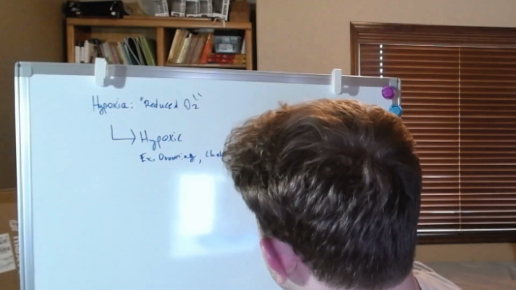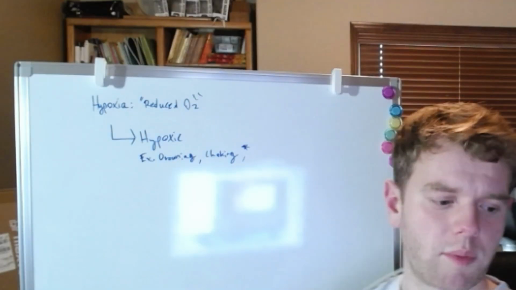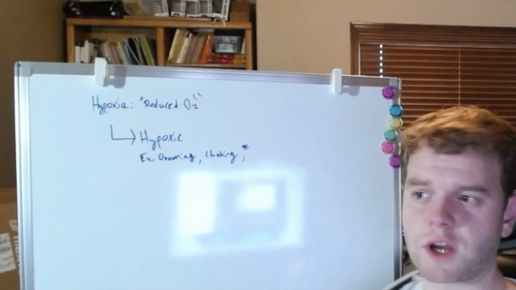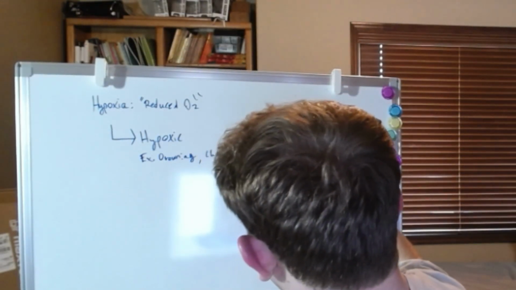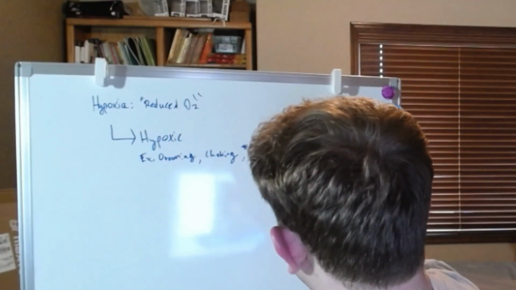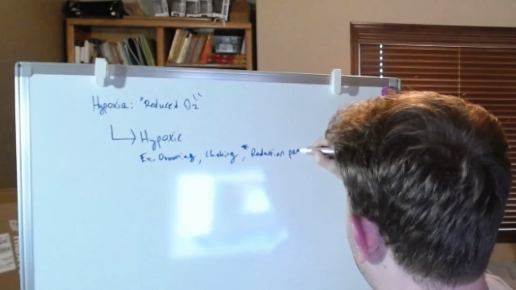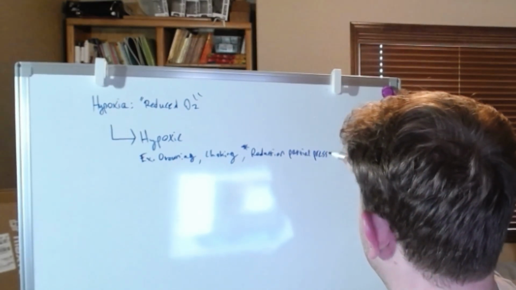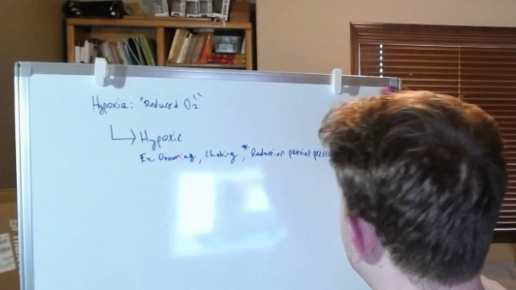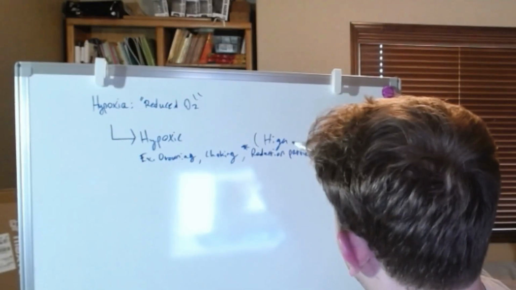For pilots, this one I'm going to put an asterisk next to, because this is the important one for pilots, right? The reduction of partial pressure of oxygen at high altitudes. This can be boiled down to, screw it, high altitude.